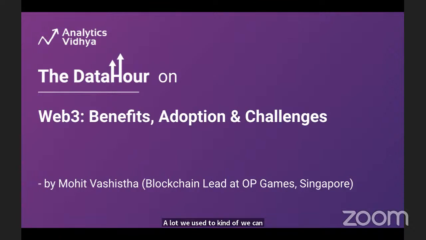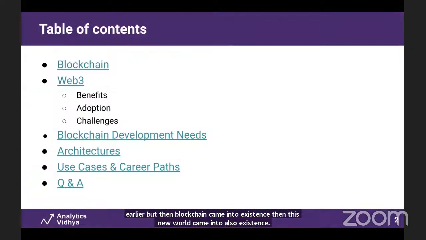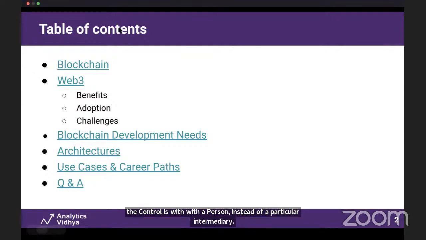We didn't define it earlier, but when blockchain came into existence, this new word also came into existence, called Web3. Web3 is mostly a word where you can talk about distribution and decentralization, where the control is with a person instead of a particular intermediary. So before that, I think I should start the video.